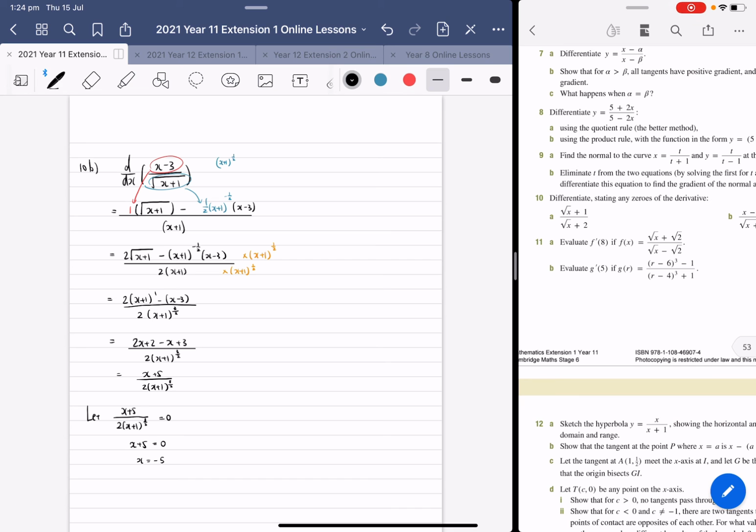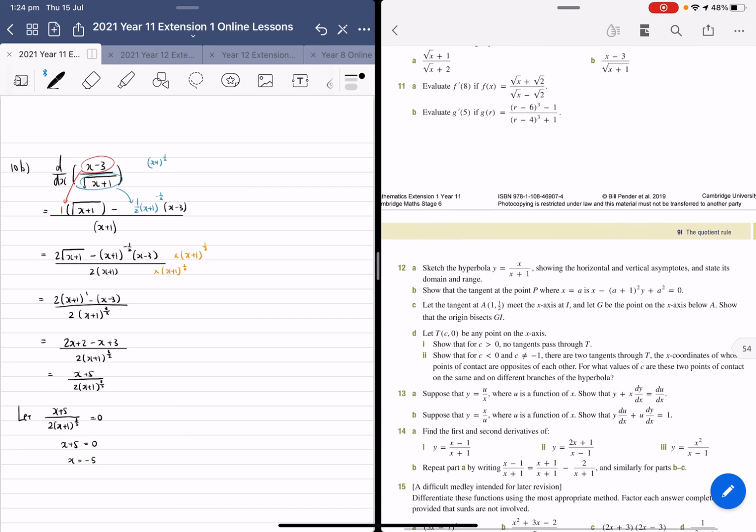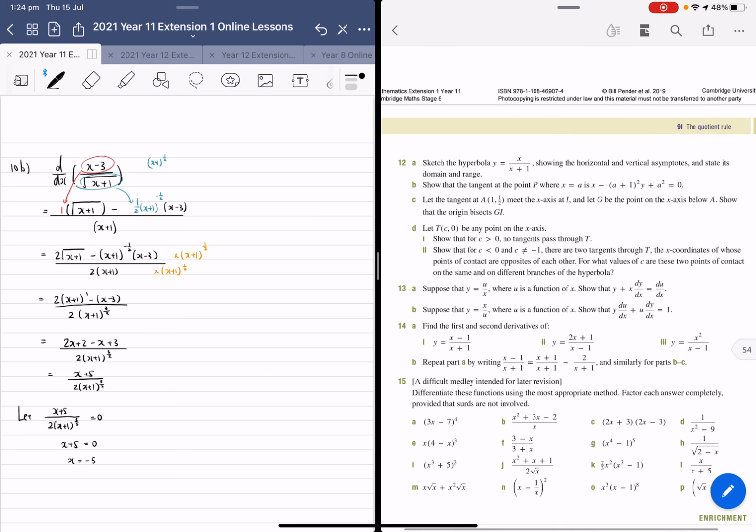It's slightly tricky because the denominator is equal to the square root of x plus 1. So just be very careful about how you're going to differentiate the square roots, and make sure you change that into the fractional power before you do that. Apart from that, the rest of the work is pretty straightforward.